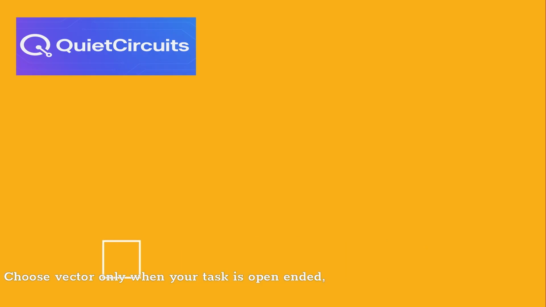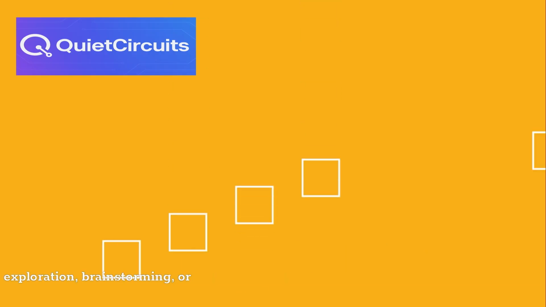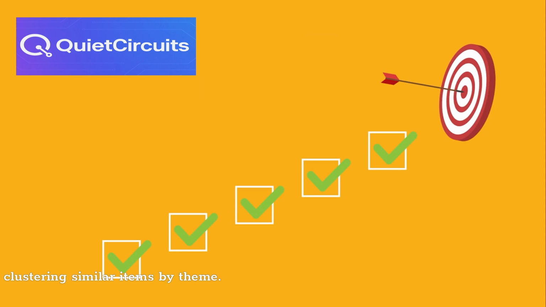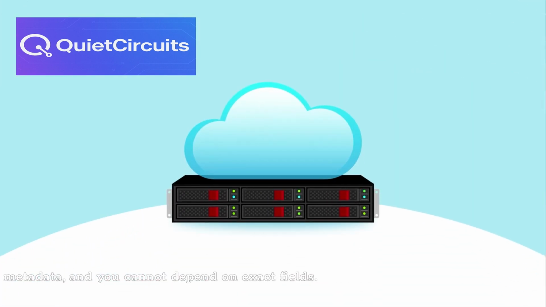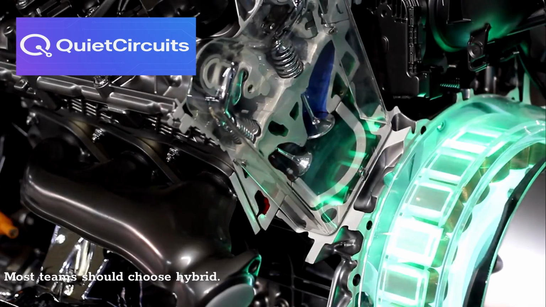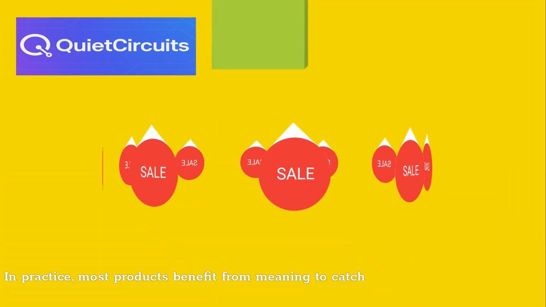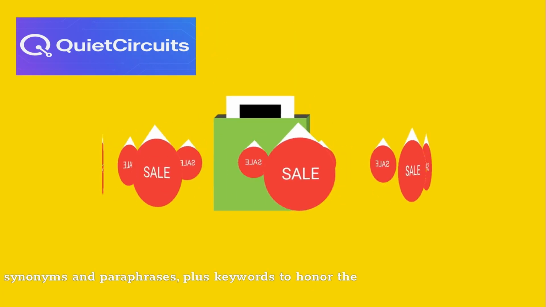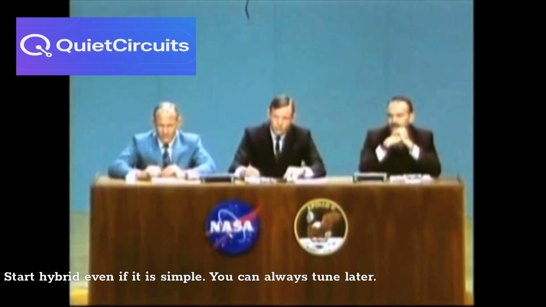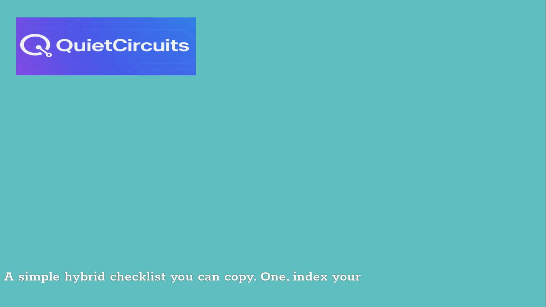When to choose vector only. Choose vector only when your task is open-ended, exploration, brainstorming, or clustering similar items by theme. Also choose vector only when you have little or no useful metadata and you cannot depend on exact fields. Most teams should choose hybrid. In practice, most products benefit from meaning to catch synonyms and paraphrases, plus keywords to honor the details that must be exact. Start hybrid even if it is simple. You can always tune later.